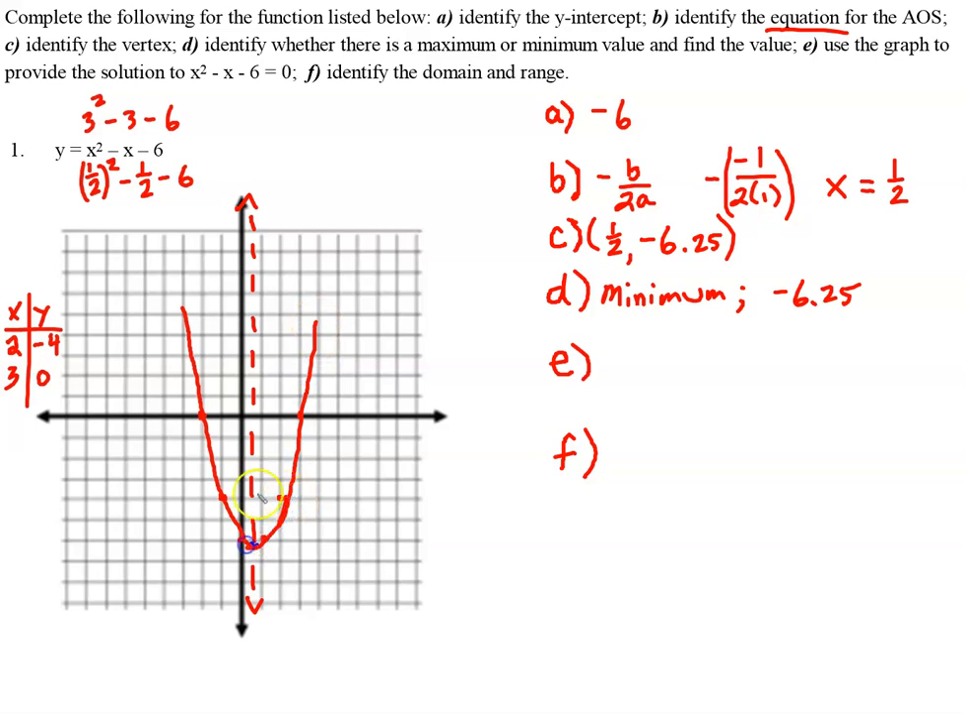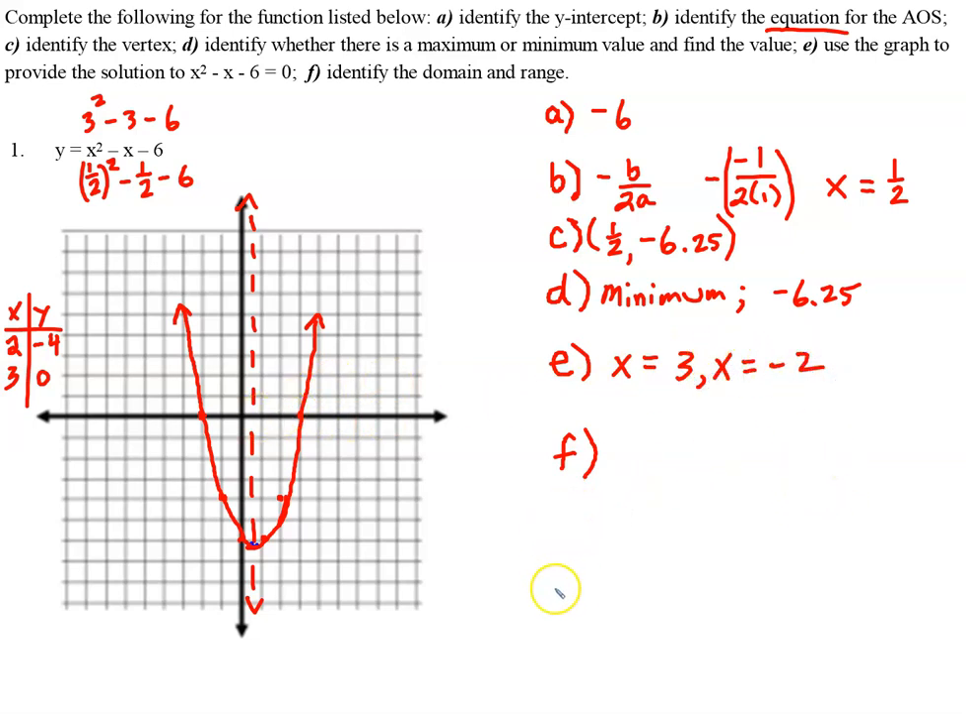I missed that point, but it's not always easy to use this board. Let me go ahead and finish and then we'll talk about using the graph to provide the solutions. So my solutions are x equals 3 and x equals -2.